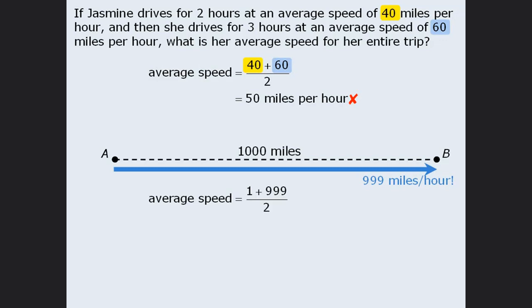Well, if we take the sum of the two speeds and divide by 2, we get an average speed of 500 miles per hour. But that cannot be the average speed. Had the average speed been 500 miles per hour, the entire 1,000-mile trip would have taken only 2 hours, not several weeks. So clearly this is not how we find the average speed.